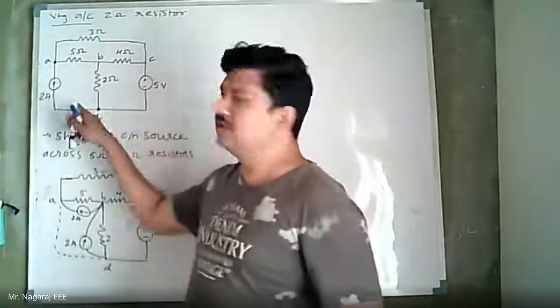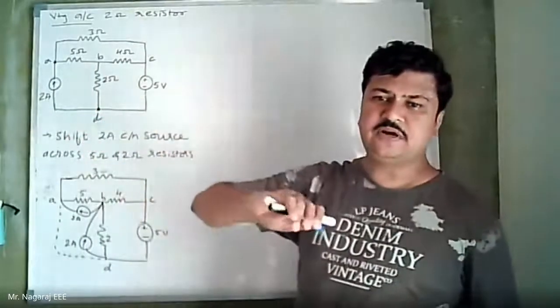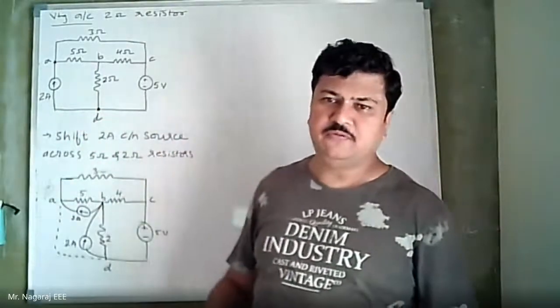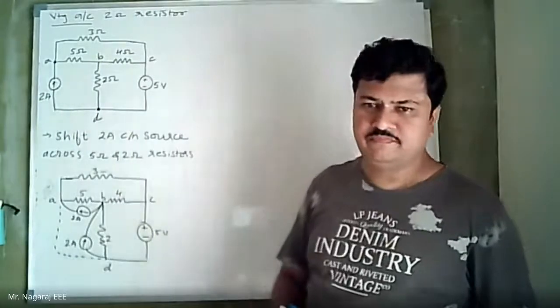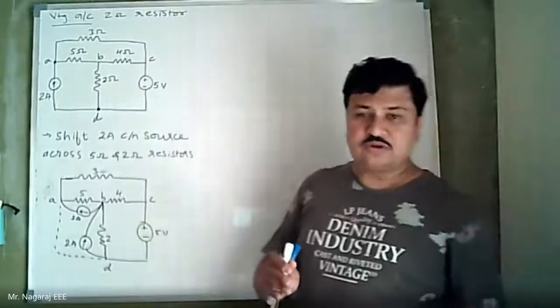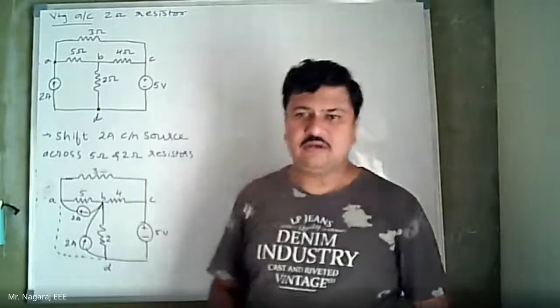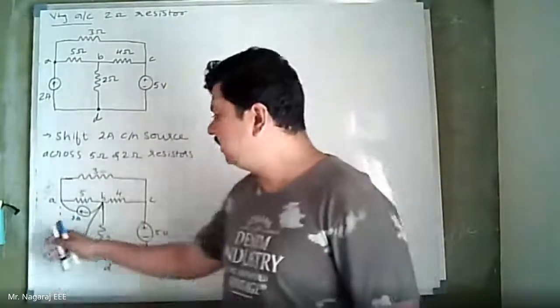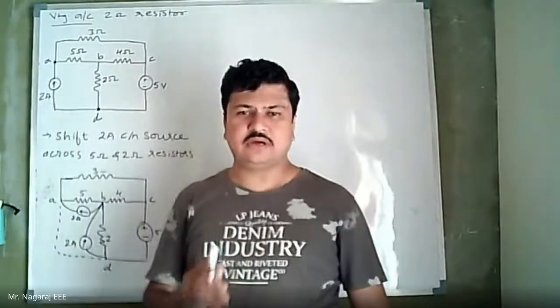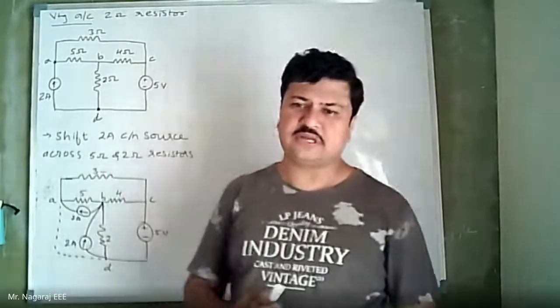Now this branch is to be kept open because now I have taken the source from this branch and I have shifted it to some other branches. Therefore, the source value in that branch becomes 0. And when the source is a current source and the value of that current source has to be made 0, then I should be taking it as an open circuit, because current is 0 in open circuit.